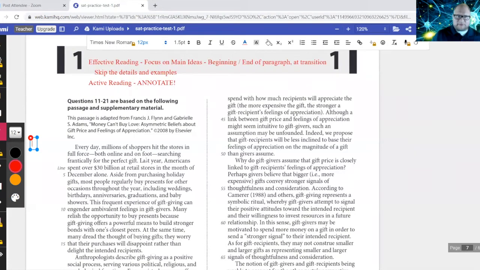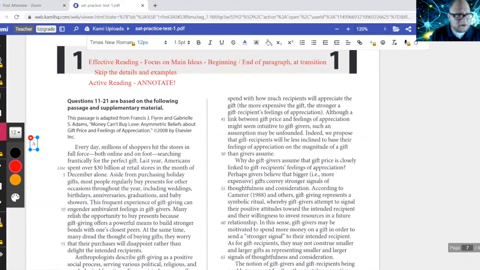Okay, so if we look at this first paragraph here: "Every day millions of shoppers hit the stores in full force, both online and on foot, searching frantically for the perfect gift." Now, this is where we need to stop. Because of that two-track mind, if we keep reading, are we going to remember what was mentioned in the very first part? Now, is that a main idea? Absolutely. And when you annotate this, make it simple.